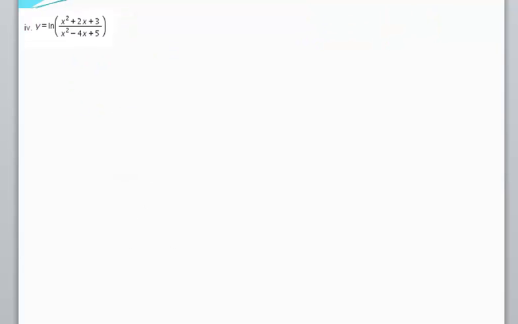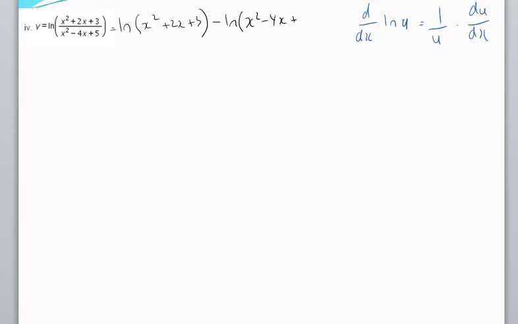So moving to our next problem, again, the first thing we're going to do is write our relevant formula at the top: d on dx of the natural logarithm of u is equal to 1 on u multiplied by du on dx. And now we're going to remember our properties of logarithms. The logarithm of one number divided by another number is the same as the natural logarithm of x squared plus 2x plus 3 minus the logarithm of x squared minus 4x plus 5. So now we have some nicer expressions we can actually work with.